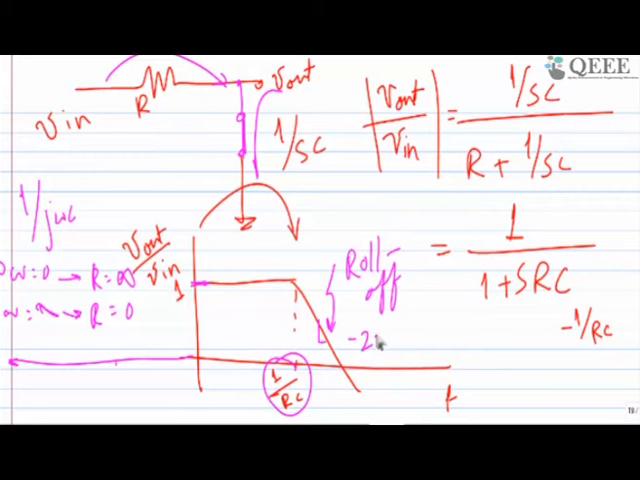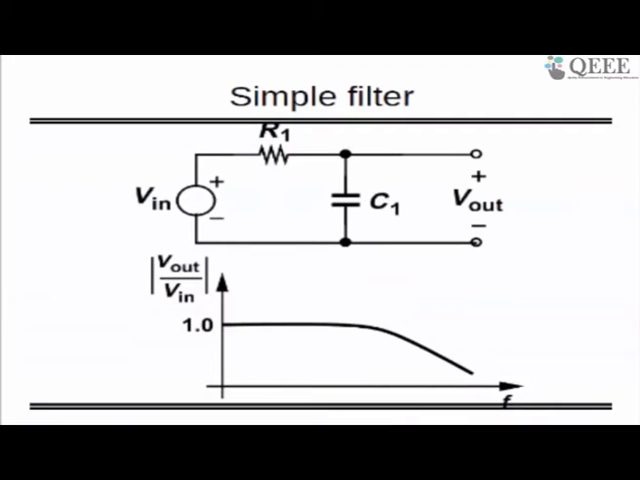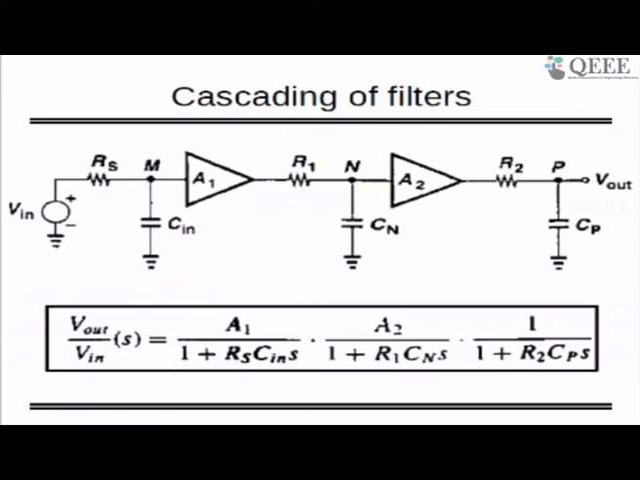with a slope of minus 20 dB per decade. This is what we have learned from the Bode plot. Okay, so this is an important thing to learn.